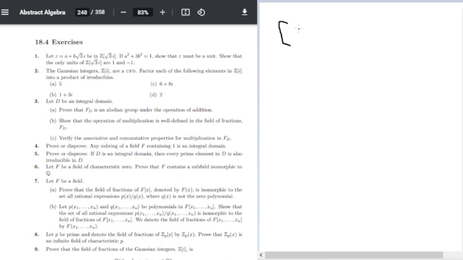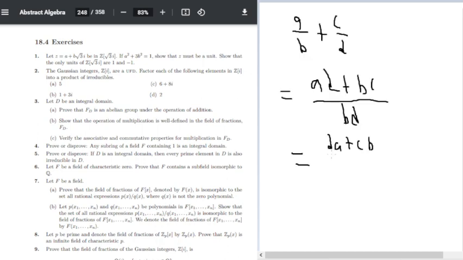You just read it, da plus cb, because this comes from the commutativity of our ring. So (da plus cb) over bd is equal to c over d plus a over b. You would probably just flip these around, but because it's a commutative ring, and then we have an abelian group as well, that would work. So that shows that it's abelian.